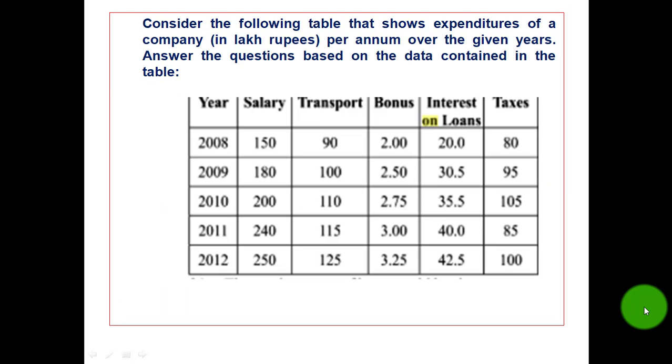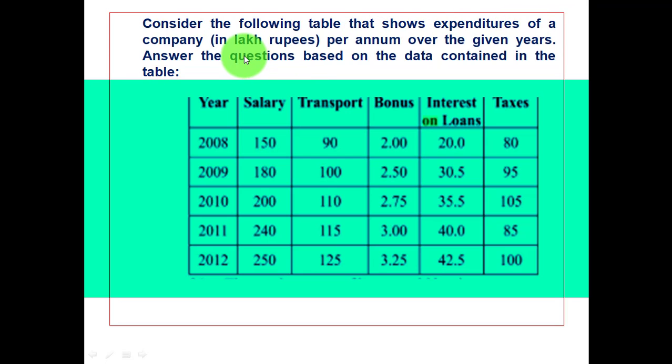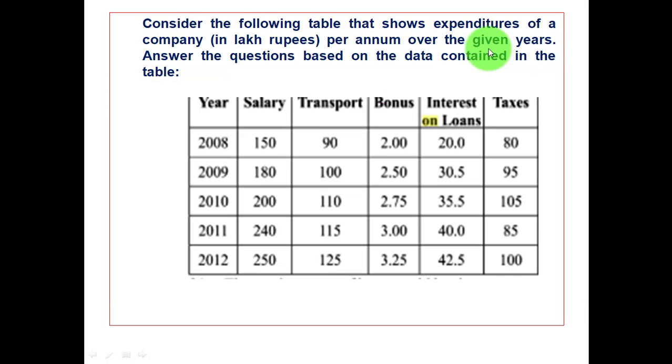And today's first question is, you have been provided a table. Consider the following table that shows expenditure of a company in lakh rupees per annum over the given years. Answer the questions based on the data contained in the table. You can take a screenshot of this table, of this page. This will help you to solve those questions.